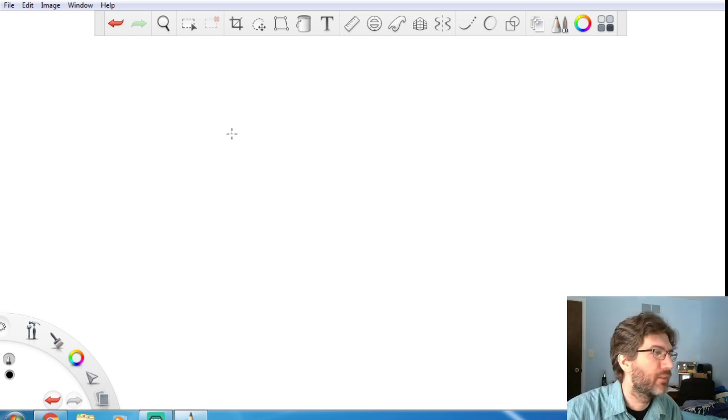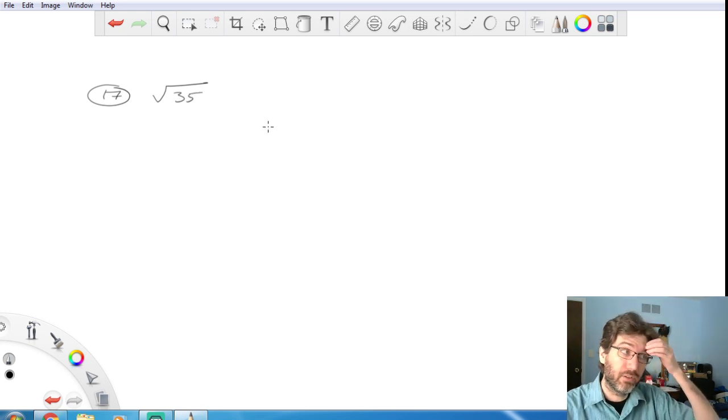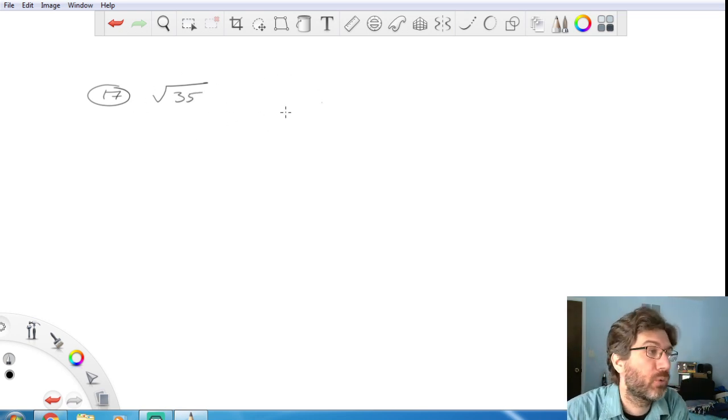Let's see, 17 is estimating. We can go over an estimation one. So it wants you to estimate the square root of 35. Here, you should use your perfect squares. That's why we know them. We know 35 is not a perfect square.